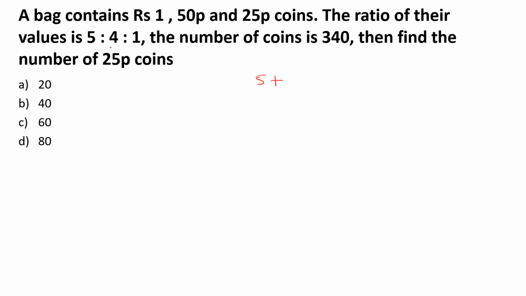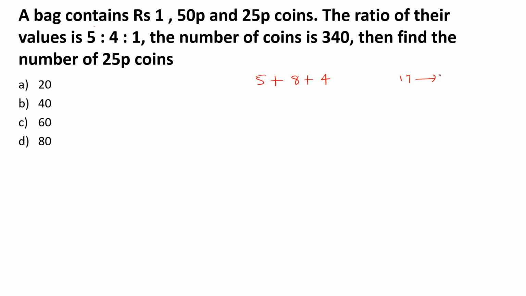Again, we assumed the values of those coins as 5 rupees, 4 rupees and 1 rupee. To get 4 rupees, we need 8 50 paisa coins. And to get 1 rupee, we need 4 25 paisa coins. Then the number of coins would be 17.